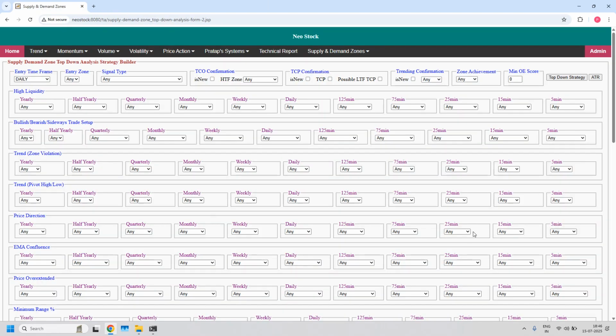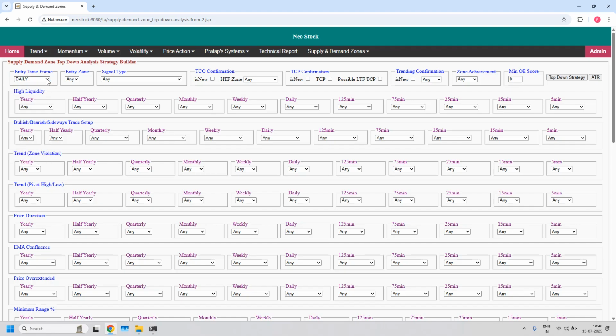Okay, now I am generating different supply demand zone reports. First, I am going to generate stocks near daily and 75 minutes demand and supply zones, so that we can identify high liquidity zones. And these high liquidity zones can be used for applying the HLQ zone strategy you learned in lesson 21.3 videos.